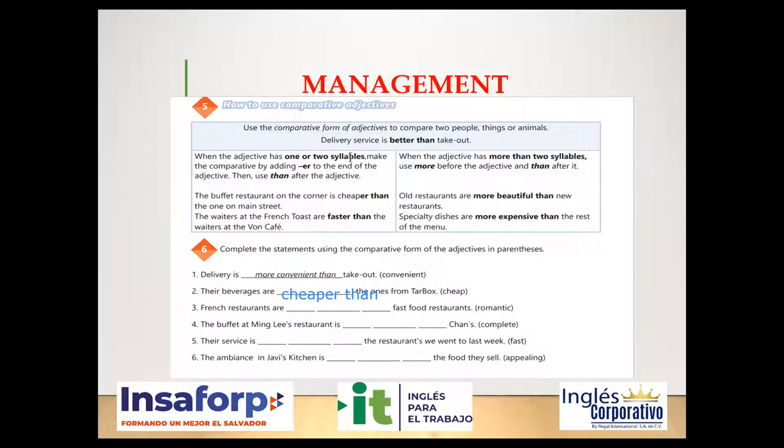Or their service is more fast than the restaurant. In this case, no, I was doubting because they put three spaces, right, in the book, but it's only two. Their service is faster than. Yeah, it's not possible to say more faster. No, never. It's like better, right? More better. Even in Spanish, some people have that problem, right? They say más mejor, but we know that it's grammatically incorrect. So for that reason, they translate it to English, like, more better. No, it's just better. And number six.